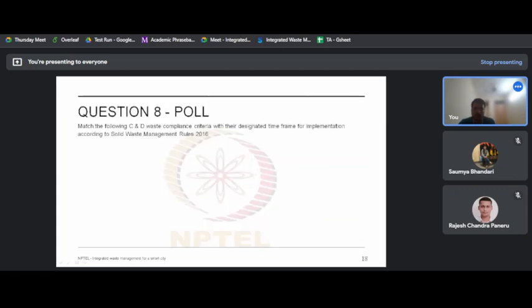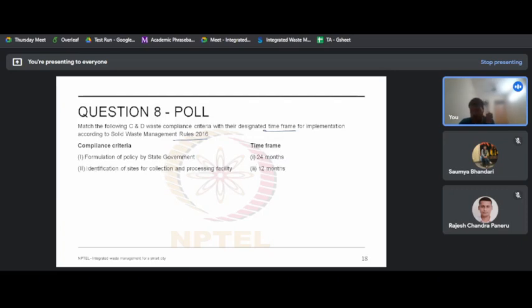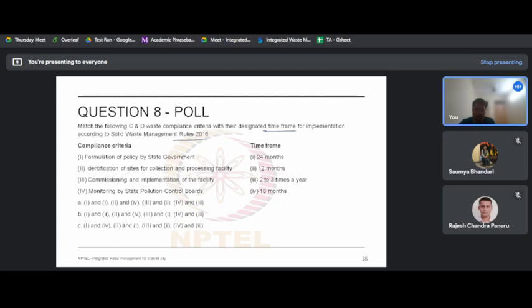So this is a poll. We have some compliance criteria and we need to match them with the time frame for the implementation according to the 2016 rules. The compliance criteria is given: formulation of policy by state government, identification of sites for collection and processing facility, commissioning and implementation, and monitoring by the State Pollution Control Board. The given choices for time frame are 24 months, 12 months, 2 to 3 times in a year, and 18 months. The options have been given. So you can answer it in the chat as well as the polls.